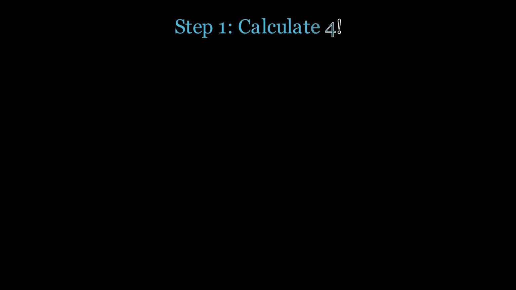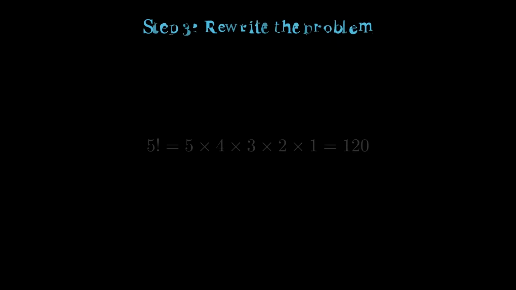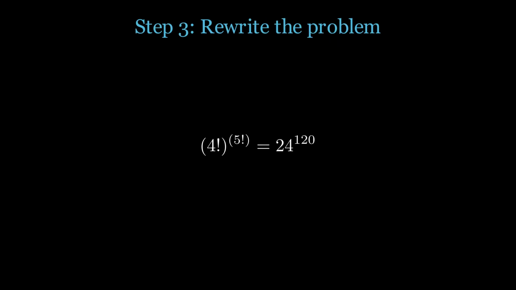First, let's calculate 4 factorial. Next, let's calculate 5 factorial. Now we can rewrite our problem as 24 to the power of 120.